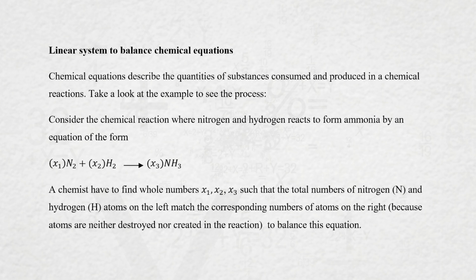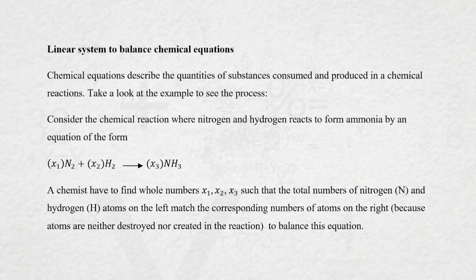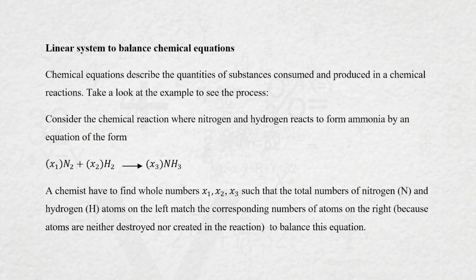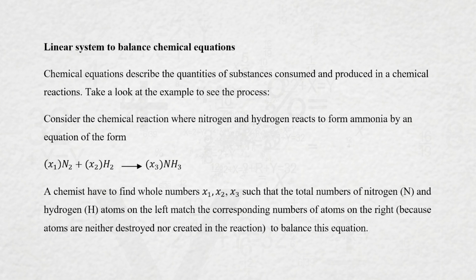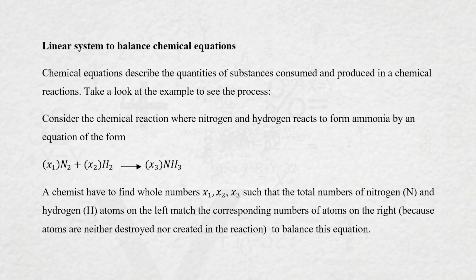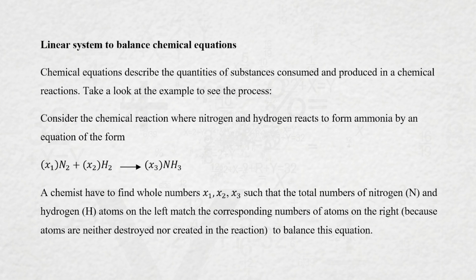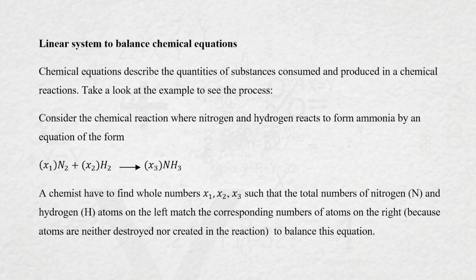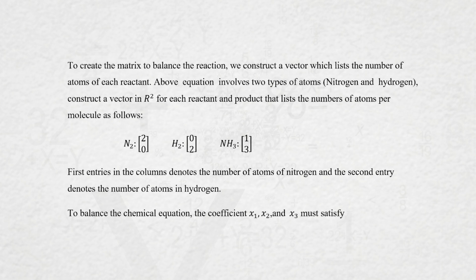Consider the chemical reaction where nitrogen and hydrogen react to form ammonia, by an equation of the form x1 N2 plus x2 H2 gives x3 NH3. A chemist has to find whole numbers x1, x2, x3 such that the total numbers of nitrogen and hydrogen atoms on the left match the corresponding numbers of atoms on the right, because atoms are neither destroyed nor created in the reaction. To balance the equation, we have to find the numbers x1, x2 and x3. Now, we have to create the matrix.